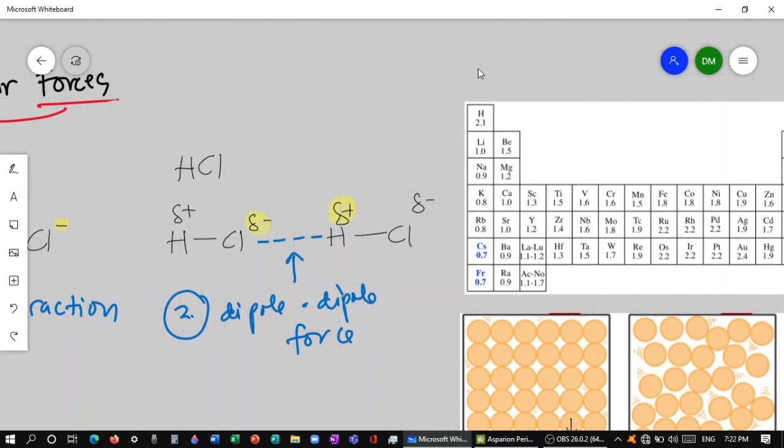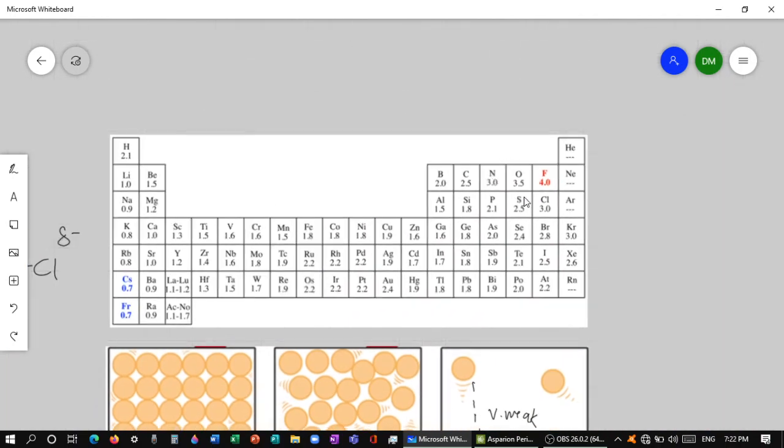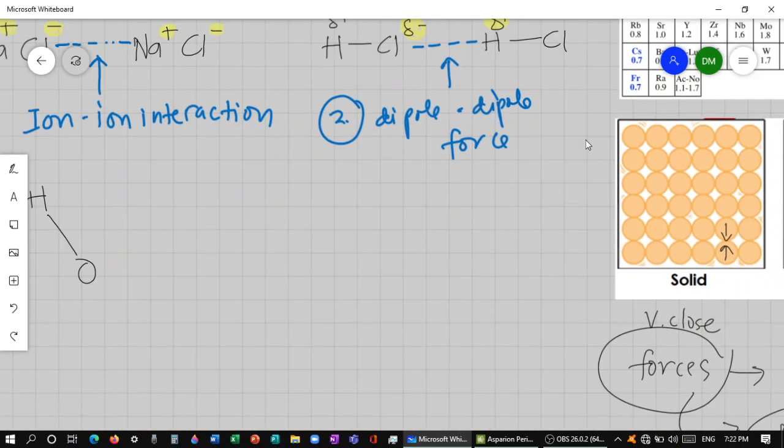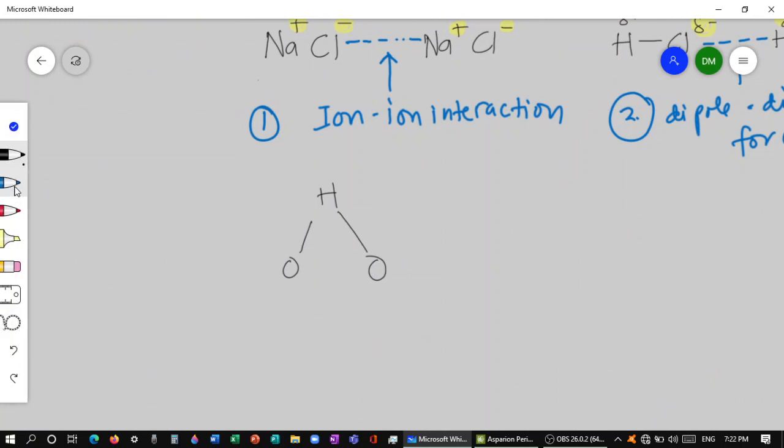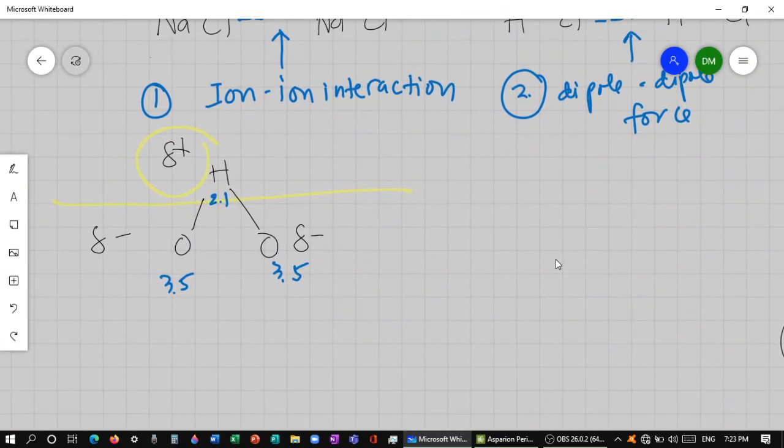Hydrogen, the electronegativity is 2.1, and for oxygen, the electronegativity is 3.5. Let's put that here, 2.1, then 3.5. Obviously unequal sharing, so hydrogen becomes partially positive, and oxygen here partially negative. And again, if you observe here, there are two different sides. The top is partially positive and the other one is partially negative. So we can say that the H2O molecule is a polar molecule.